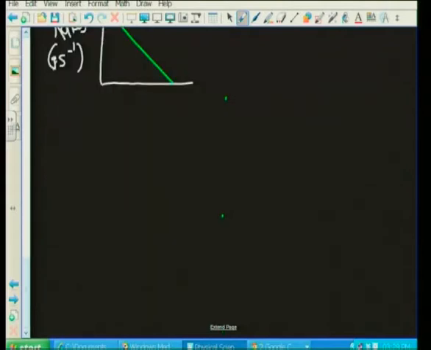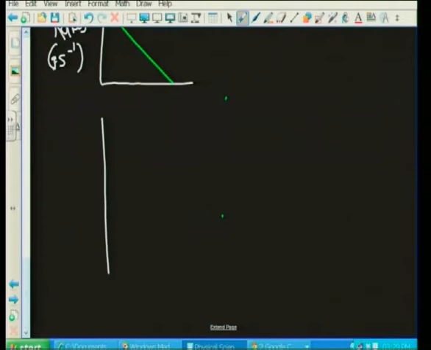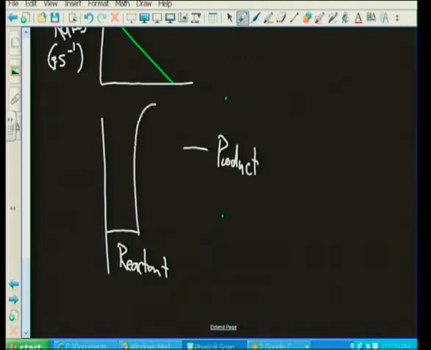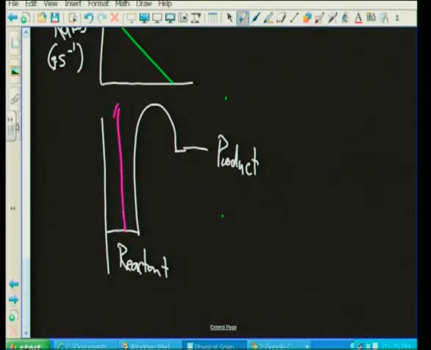And I'll just quickly revise those so that you can remind your learners that if we have an energy profile, this being your reactant and this being your product, learners need to recognize the activation energy being the energy required for the reaction to take place, and the energy released is that case there.